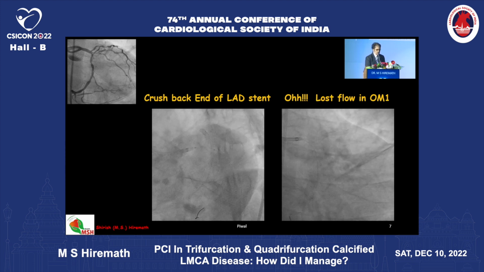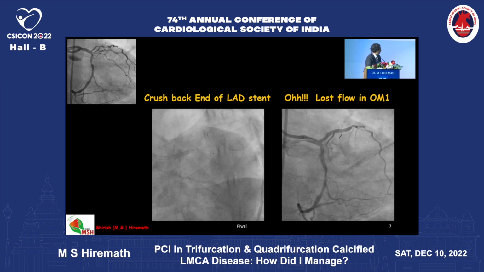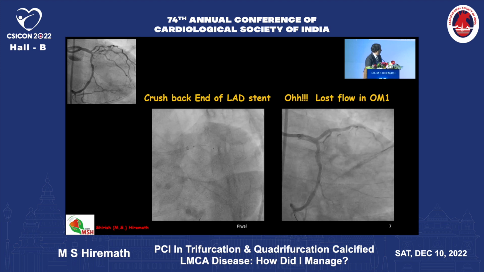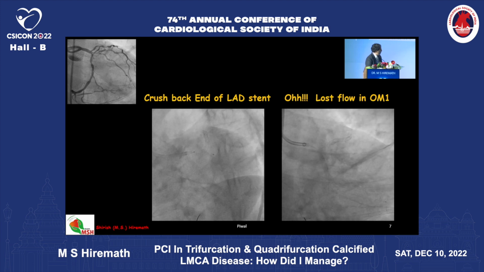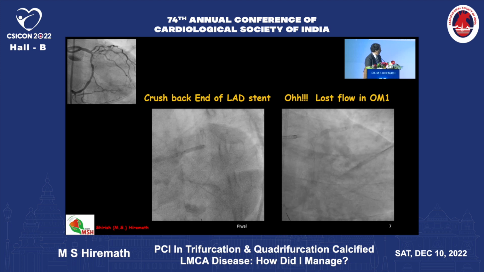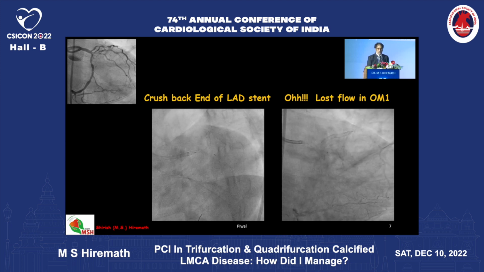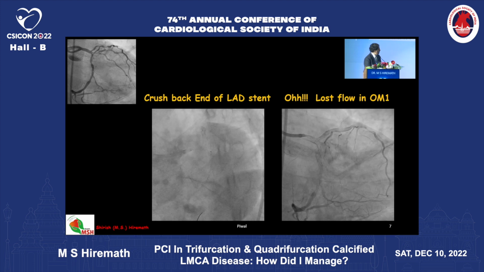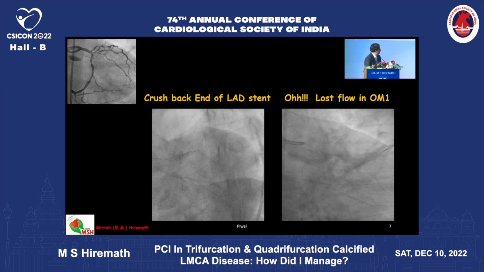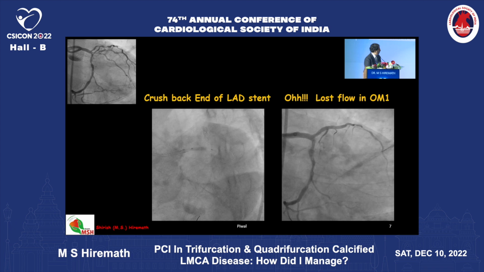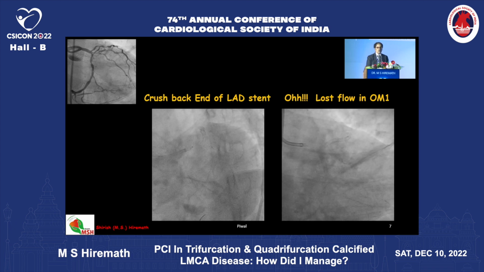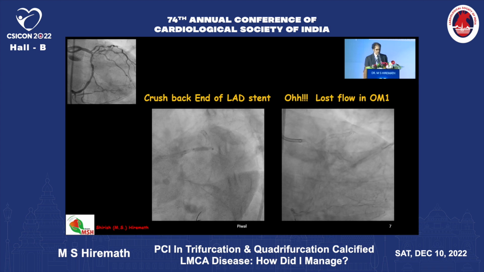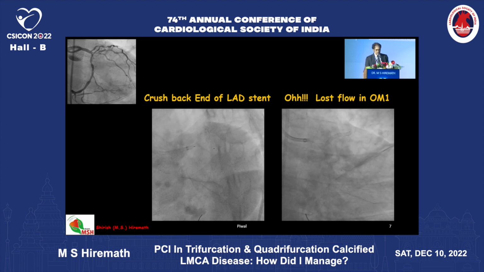So here we were trying to do a DK crush, and you can see the balloon went a little bit ahead compared to the origin of the LAD, and it hurt the ostium of the OM1. You can see immediately after balloon dilatation, there is no flow in the OM at all. So this is an acute occlusion right in the beginning. I think something which you and I would worry strongly about.